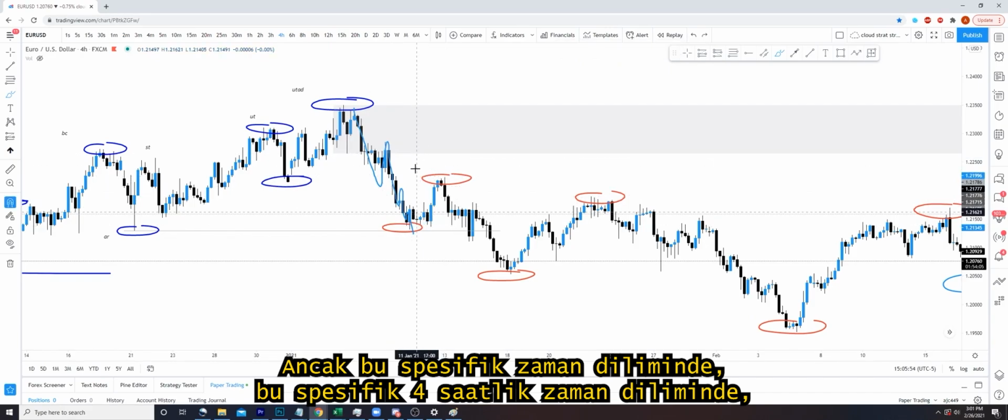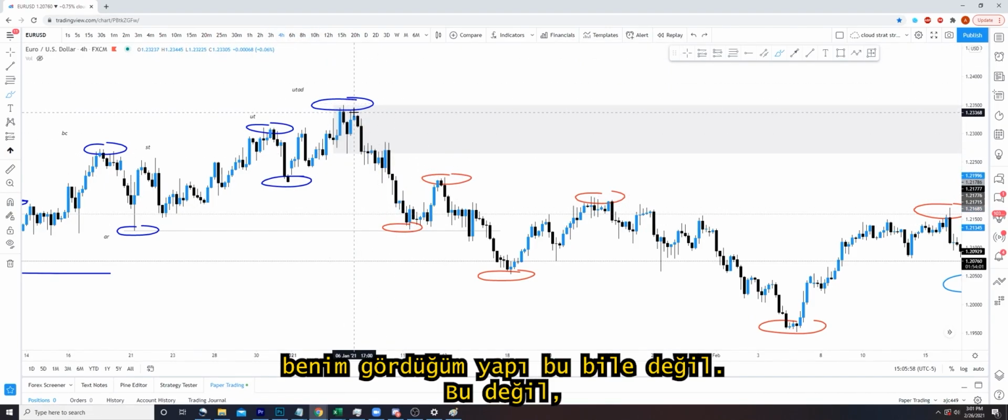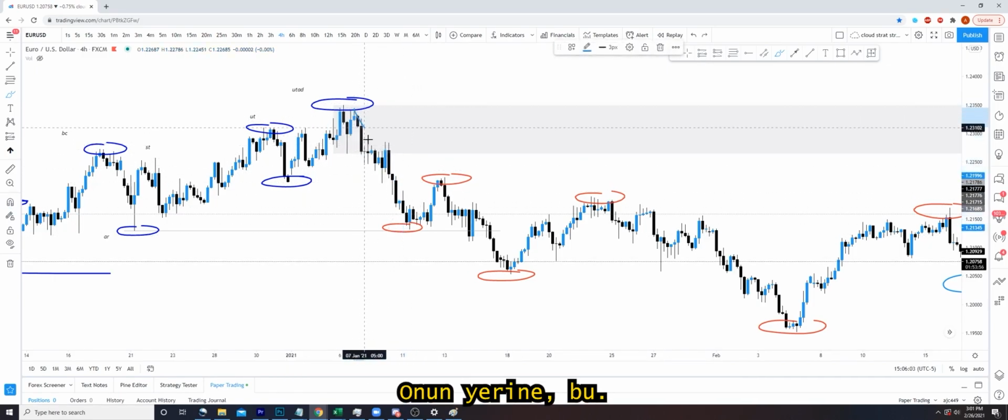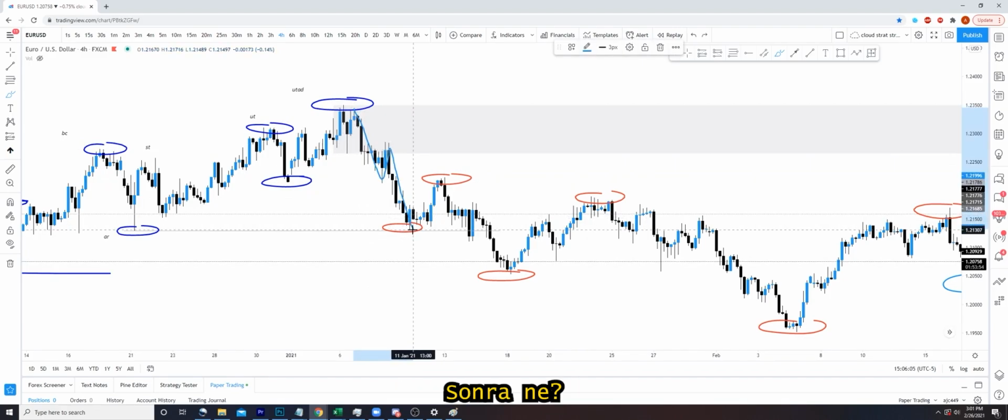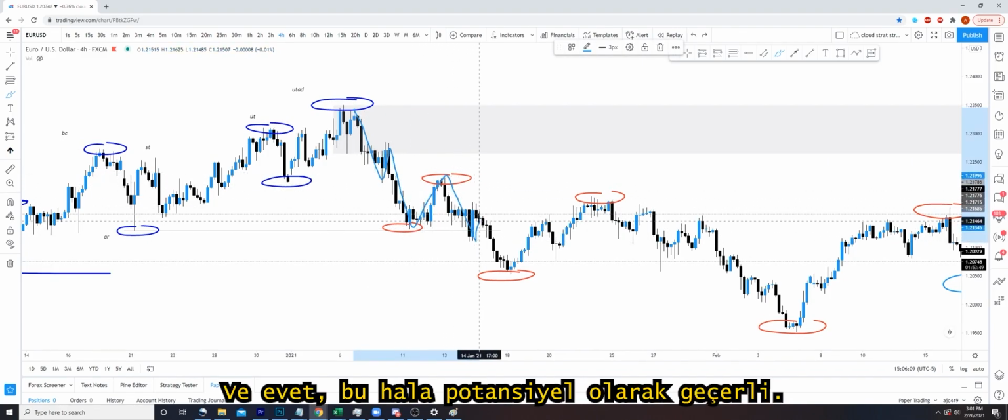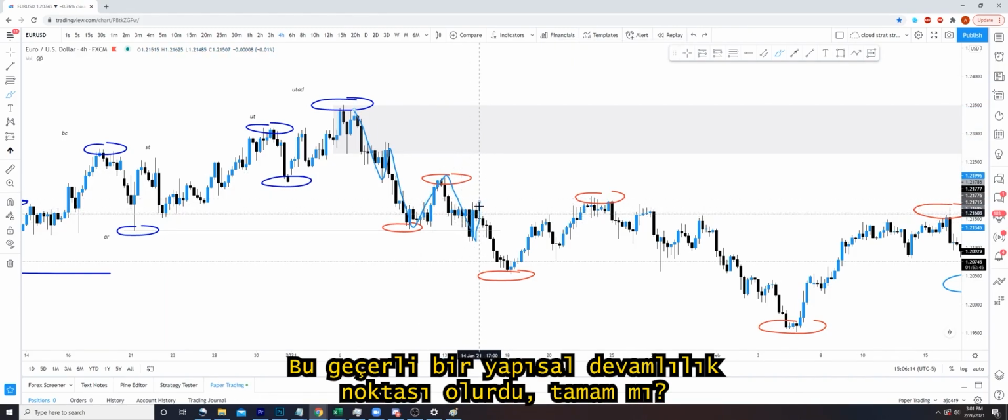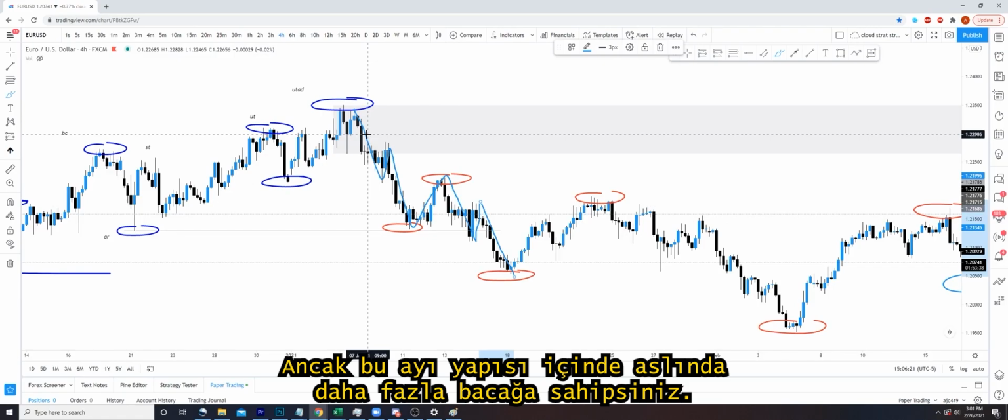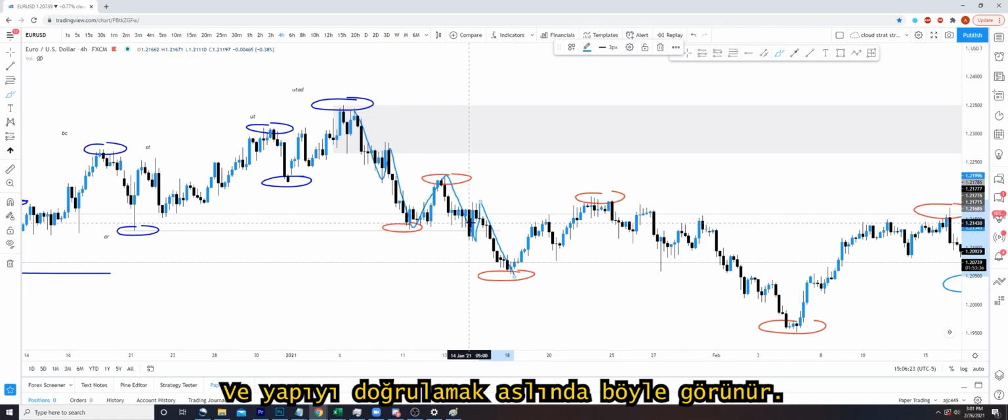However, on this specific 4-hour time frame, the structure, as seen by me, is not even this. It's not this, right? Instead, it's this. Then what? Push up, push down. And yes, this is still potentially valid. To me, that would be a valid structural point. Continuation. Okay, so now what's happening is you have bearish structure overall, but within that bearish structure, you actually have more legs than you had thought before. And this is what validating structure actually looks like.